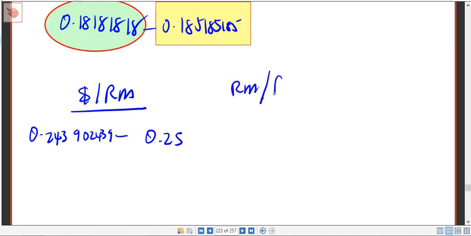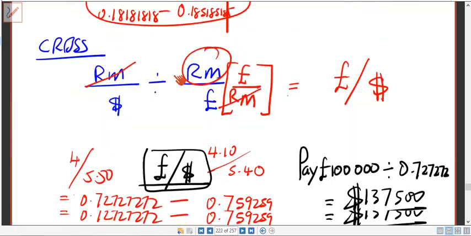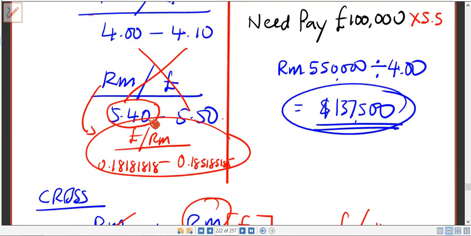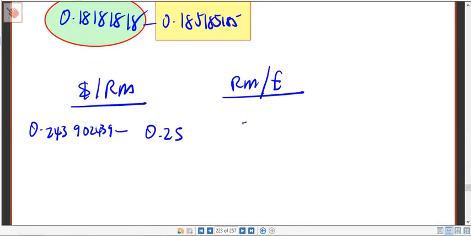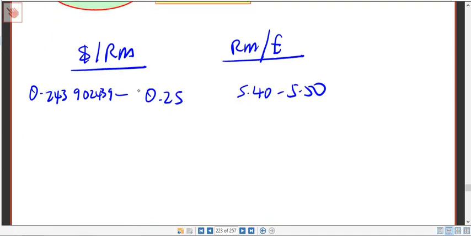RM to pound. I don't want to change it. I just want to leave it as it is. 540, 550. So let's leave it there. Actually, it's the same thing. I'm just turning and twisting just to make sure you really understand how to cross. Then I'll tell you a backup plan of what to do in the exam if you panic.